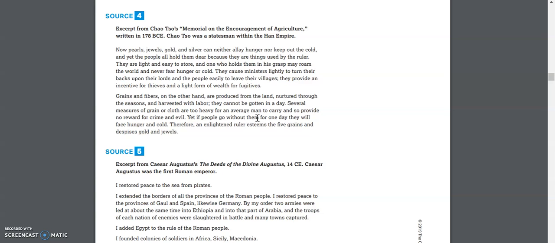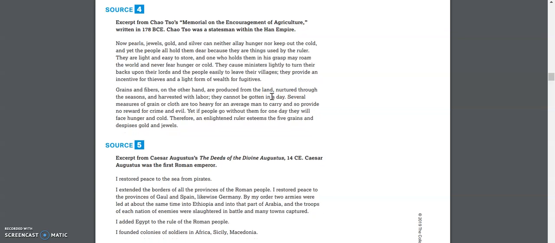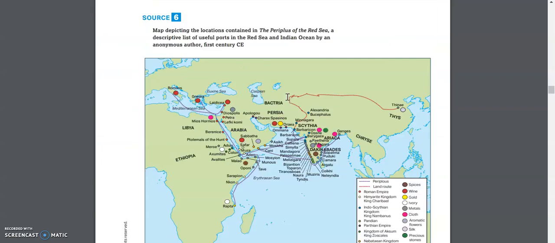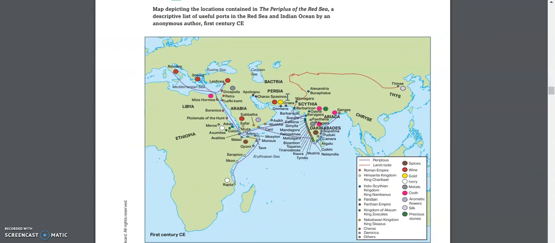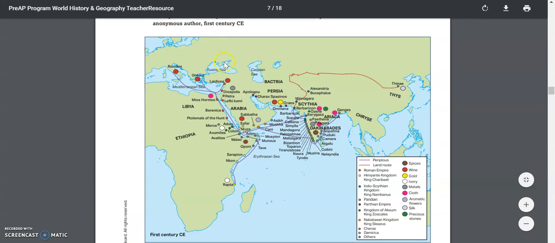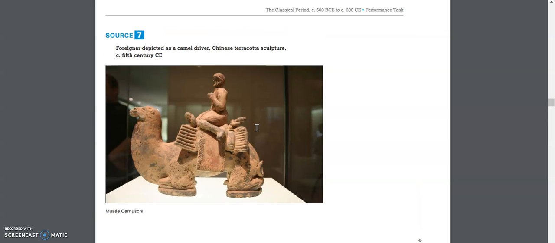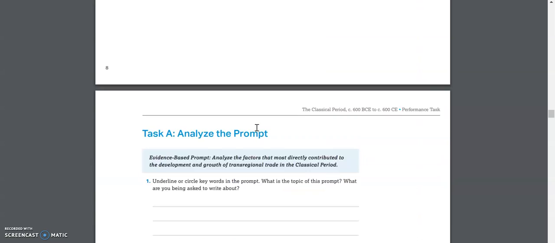So you can see a lot of the things I'm focusing on when I'm looking at these sources. Use my thinking and the ways I've thought about these when you look at these on your own and build your own thesis. All right, so you have a little trading map right here. Then you have an artifact, a man riding on a camel.